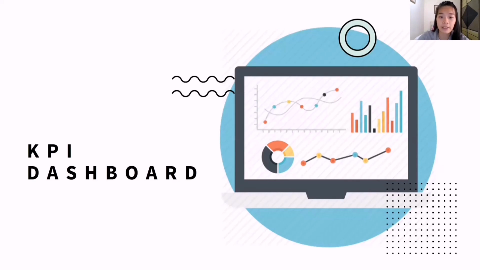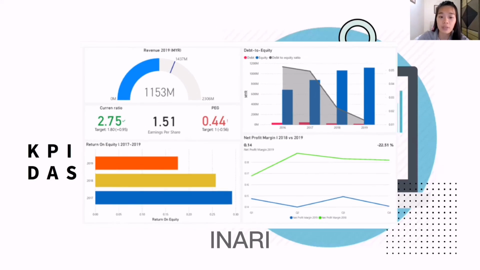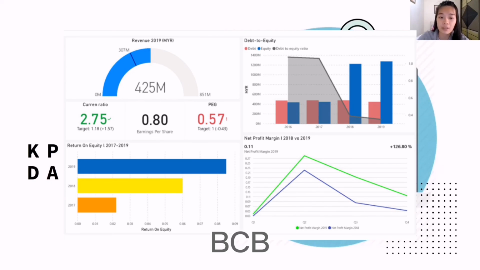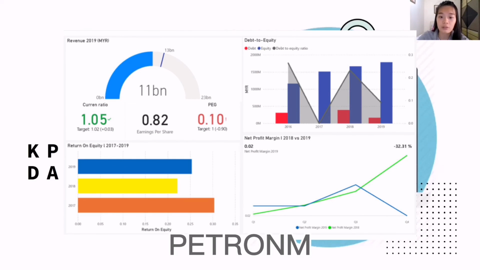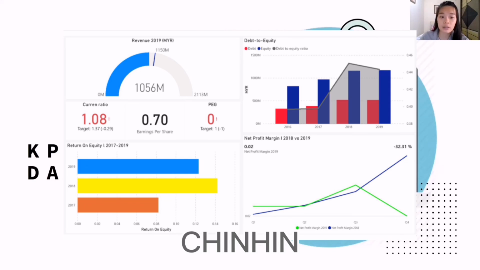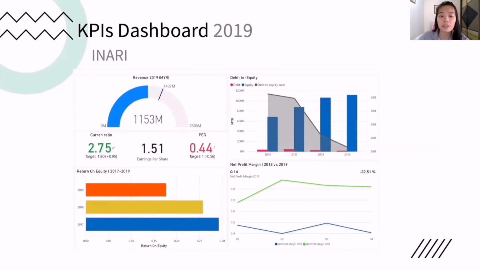A KPI dashboard displays key performance indicators to provide the executive with an easily discernible view of the business performance of an organization. Four companies have been selected to create their KPI dashboard for 2019. They are Inari from the technology sector, BCP from the property sector, Petron from the energy sector, and Qingping from the industrial sector. In Inari, data and performance on the KPI dashboard show that Inari hasn't hit their target revenue, with a decrease of profit margin in 2019.